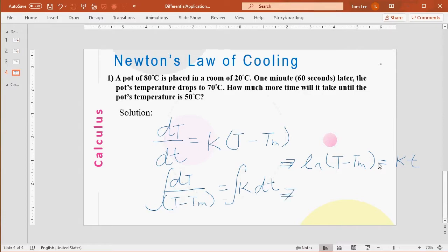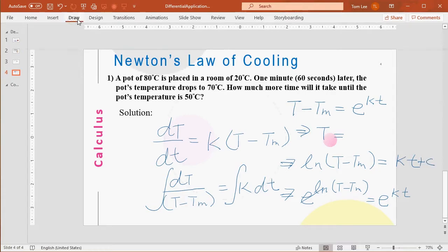On both sides, we take the exponential e, and we get e to the power kt. Then we cancel this out and get T minus T_m equal to e to the power kt, times e to the power C, which is also a constant. Then we take the minus T_m over, so T is equal to e to the power kt times e to the power C, minus T_m.